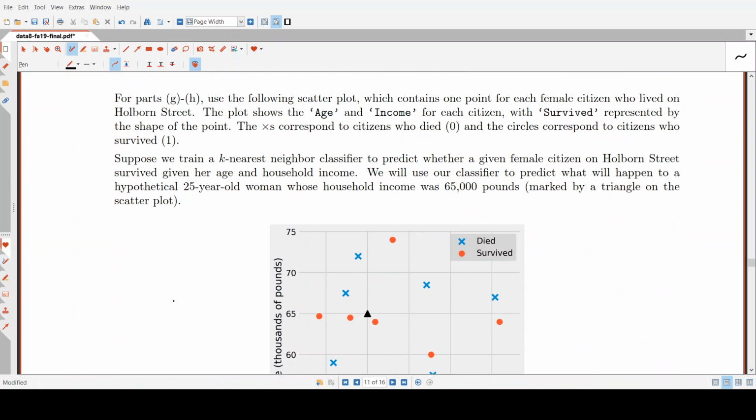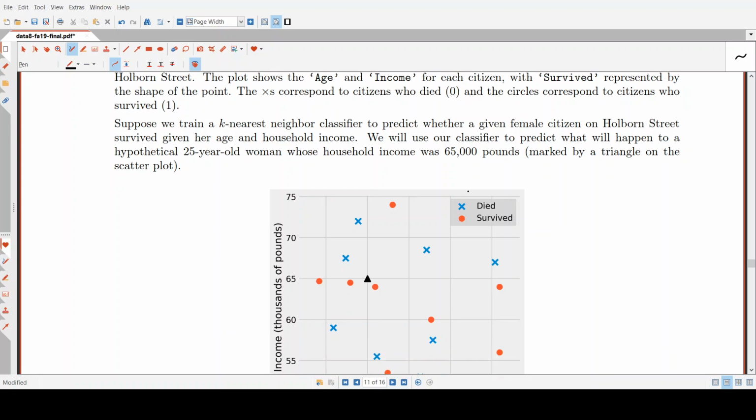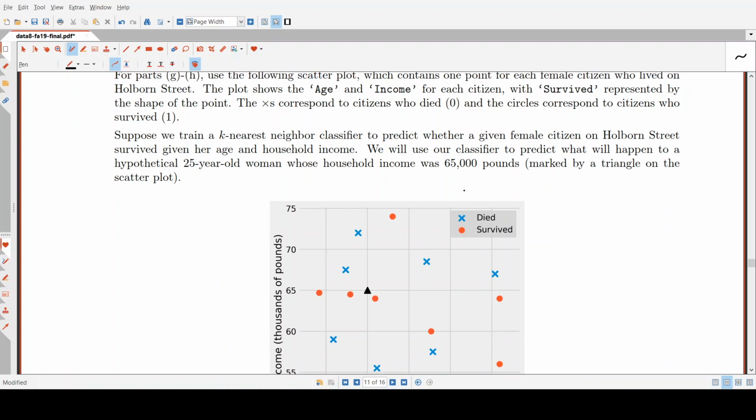Okay. For parts G and H, use the following scatter plot, which contains 1 point for each female citizen who lived on Holborn Street. The plot shows the age and income for each citizen, with survived represented by the shape of the point. The X's correspond to citizens who died, and the circles correspond to citizens who survived.